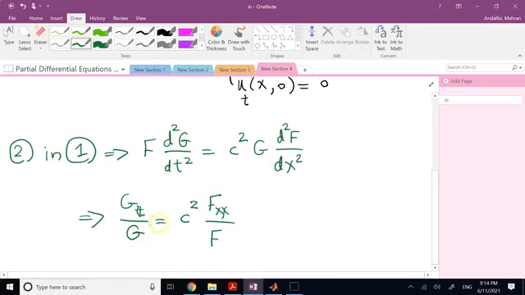But you know this equality can never be. A function of t can never be equal to a function of x. It's not possible unless both of them are equal to some constant, like k.